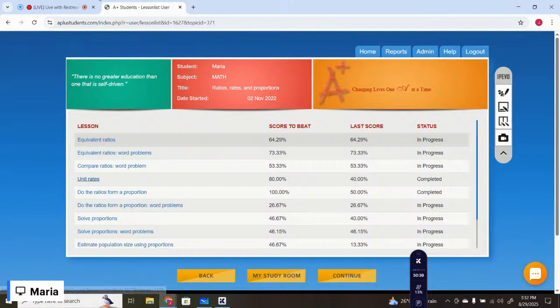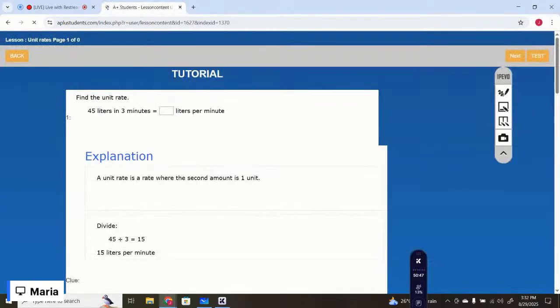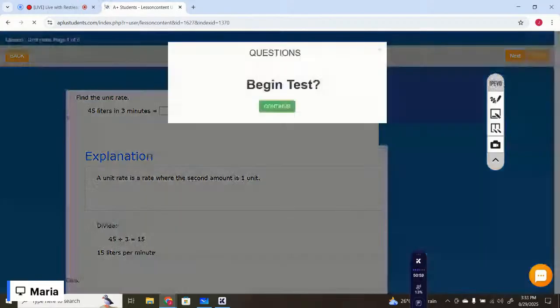The next lesson is unit rates. Let's just start with the next lesson. A unit rate means the amount per one unit. 45 liters in 3 minutes. So you need to divide 45 by 3. That is 15 liters per minute. Let's start the questions.